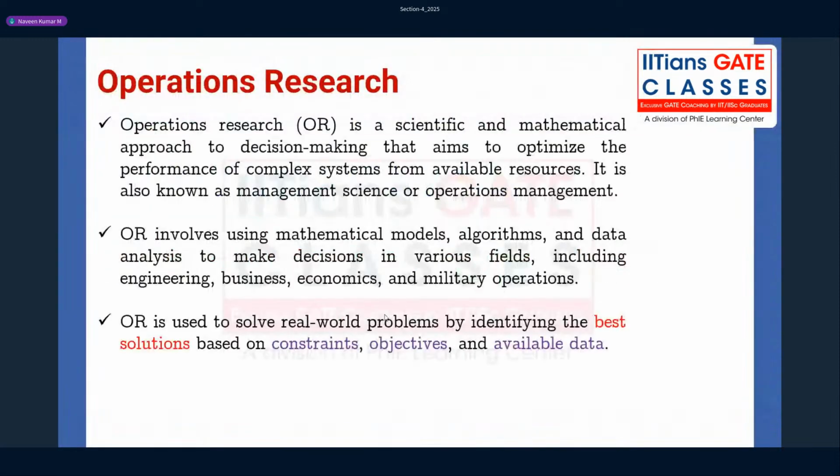So let's start that. What is operations research as such? Operations research is nothing but a tool which is used to make decisions. It is a scientific and mathematical approach to decision making that aims to optimize. It's all about optimization, right? What is optimization? Given a certain scenario, you are trying to get the best out of all the things. That is optimization. So, optimize the performance of complex systems from available resources.